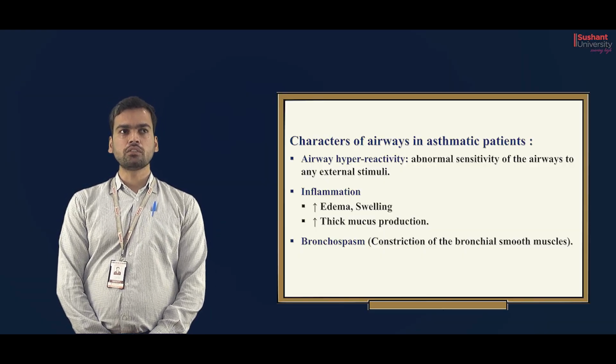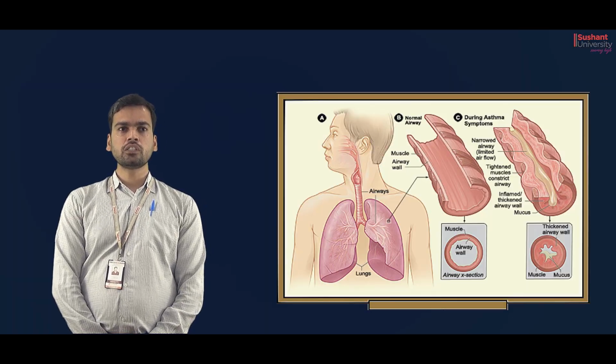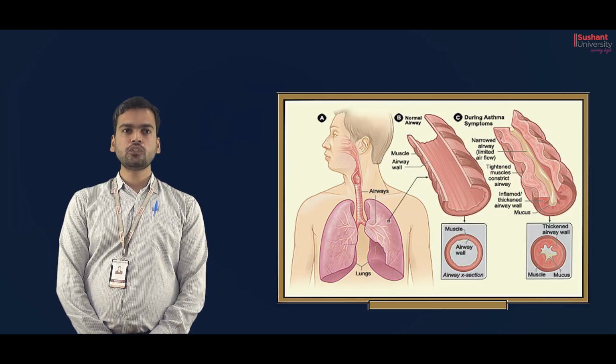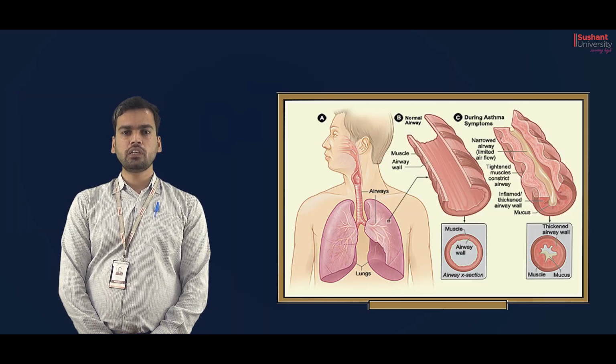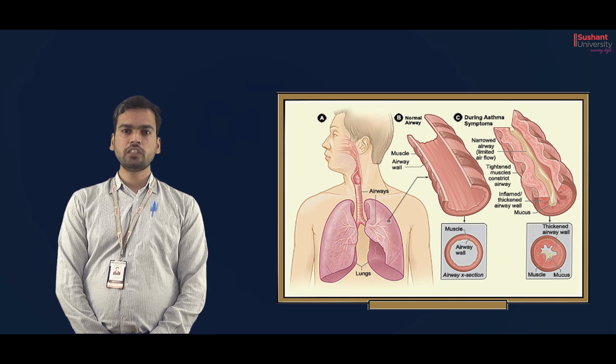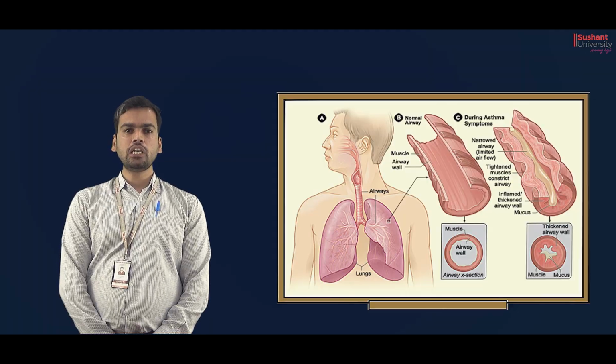Now, when we talk about the basic pathophysiology of asthma, the airway size of the bronchioles is constricted in asthma. When you measure the airway size of normal patients compared to asthmatic patients, the size of the bronchioles is decreased in asthmatic patients.